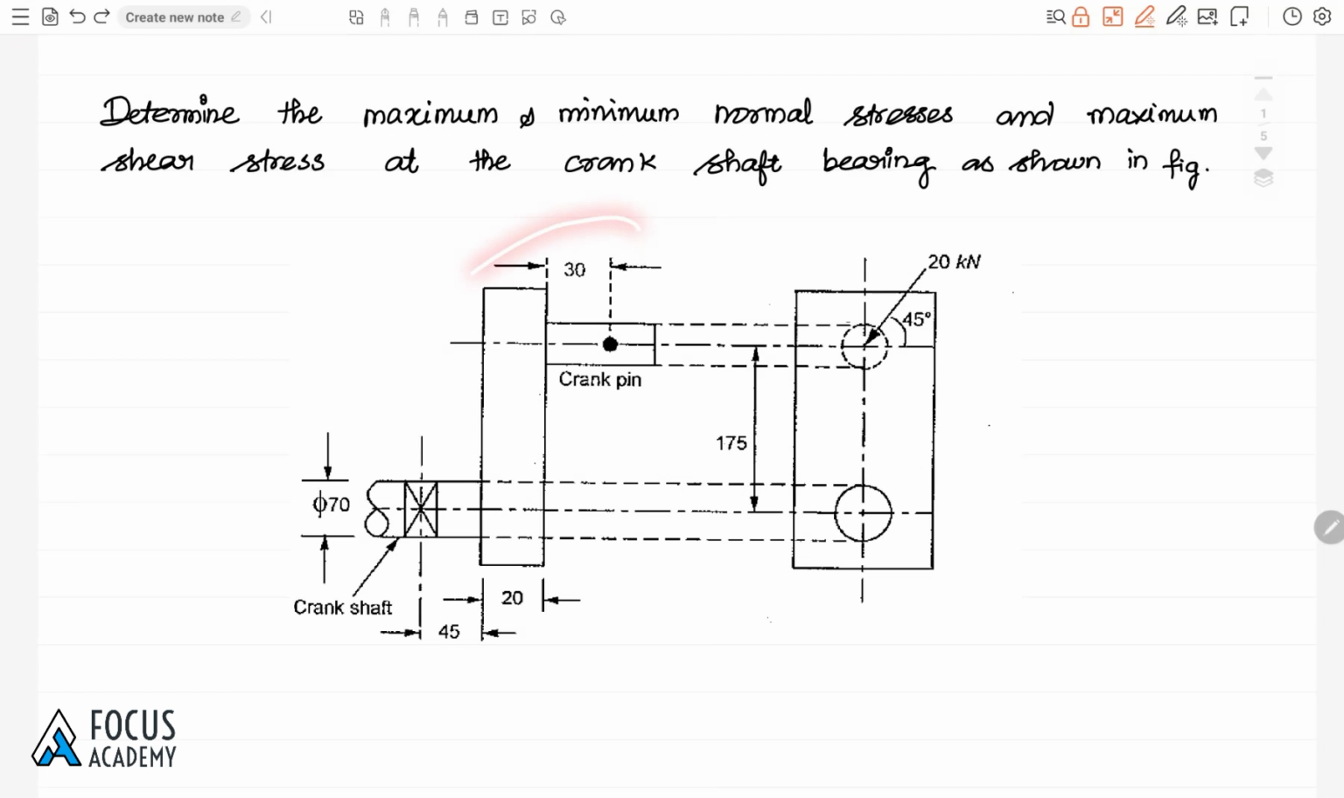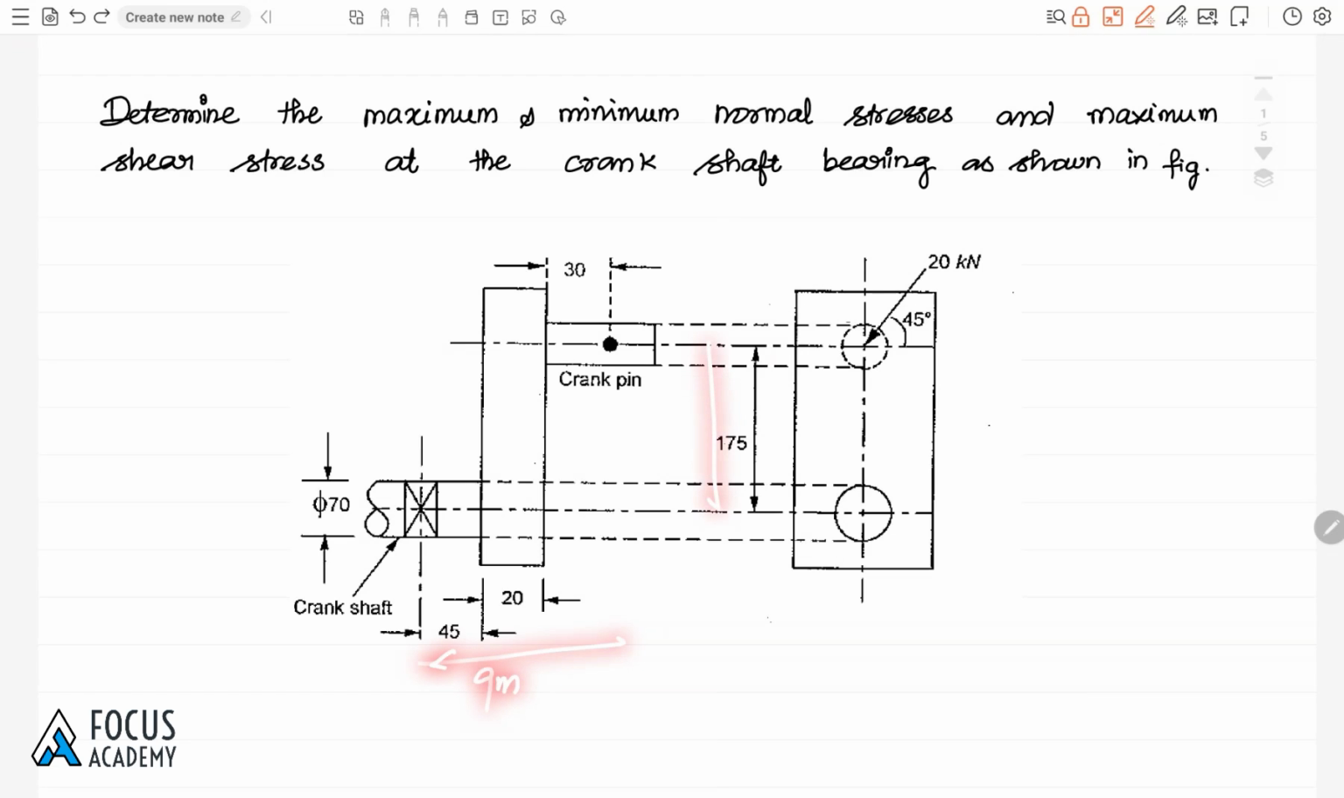Here one side of crank web is given. This portion is known as crankshaft bearing and this one is known as crank pin. At the crank pin, this will be front view and this will be side view. In the side view, they have mentioned the load value, which is 20 kilonewton, that is acting 45 degree to the horizontal. And the dimensions given in the problem: from the crank bearing to the web is 45 mm, thickness of web 20 mm, and then from the web to crank pin load acting point is 30 mm. So totally 95 mm.